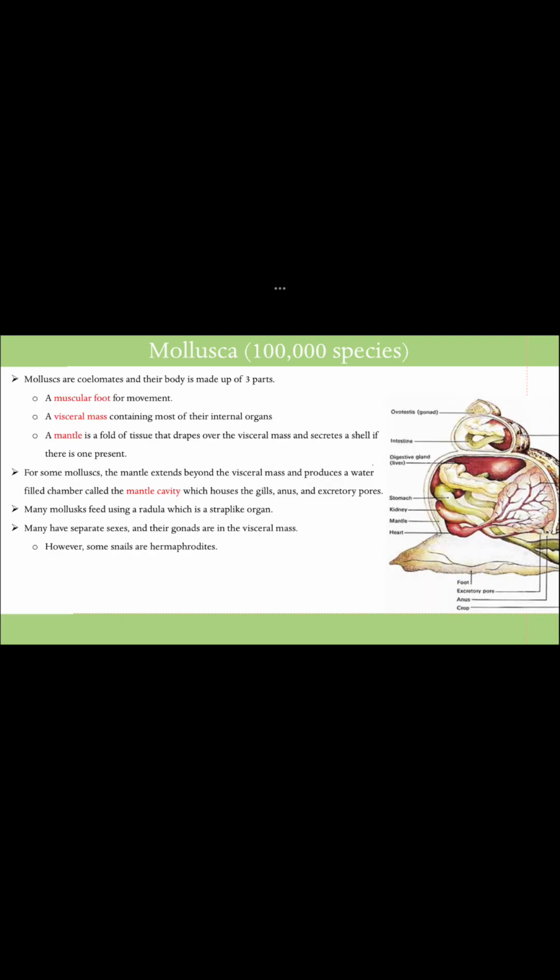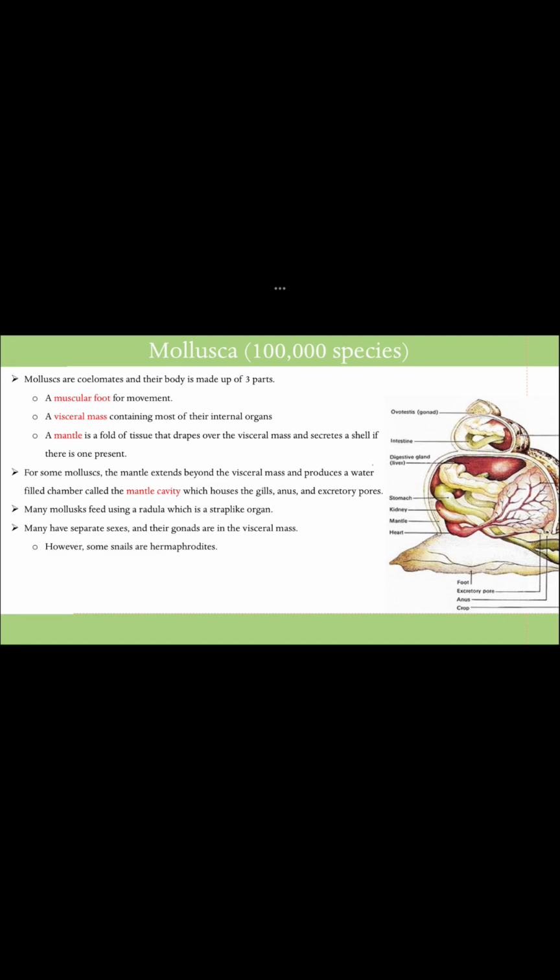Mollusks are coelomates, and their body is made up of 3 parts: a muscular foot for movement, a visceral mass containing most of their internal organs, and a mantle, which is a fold of tissue that drapes over the visceral mass and secretes a shell if there is one present. For some mollusks, the mantle extends beyond the visceral mass and produces a water-filled chamber called the mantle cavity, which holds the gills, anus, and excretory pores.